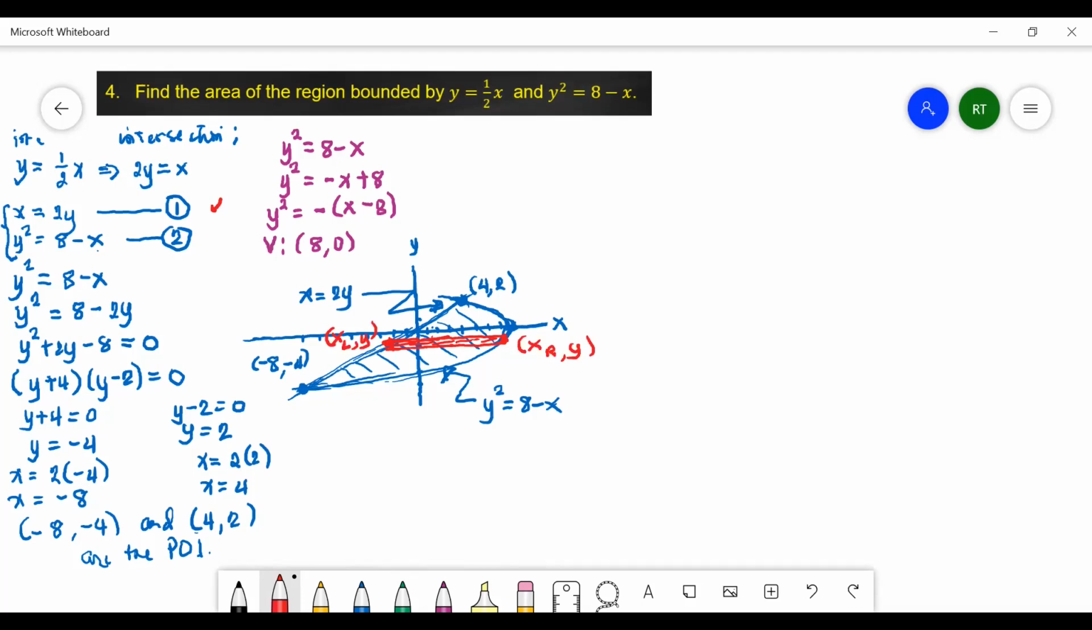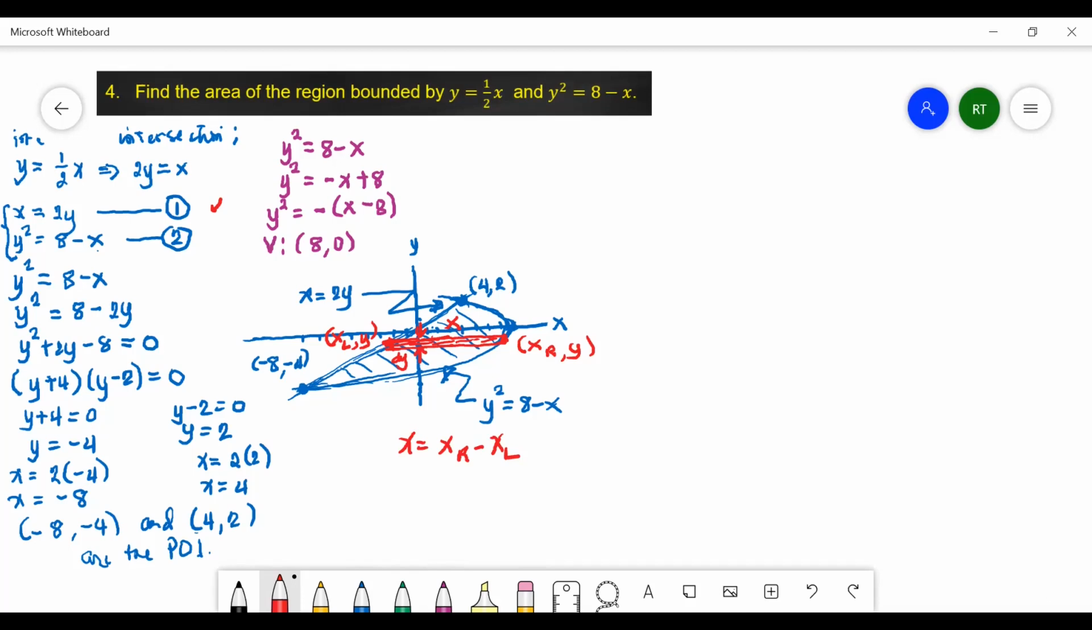Of course, if you will get the area of the element, it is equal to the length times the thickness. The thickness, of course, is the differential of y. And the length is equal to x, but x is equal to x right minus x left. x right is determined by the parabola and x left is determined by the straight line.